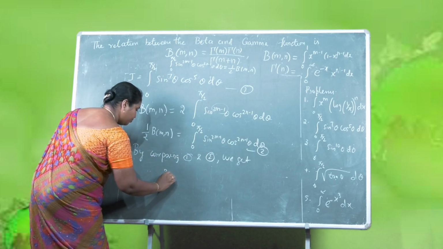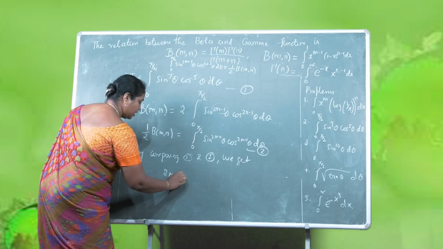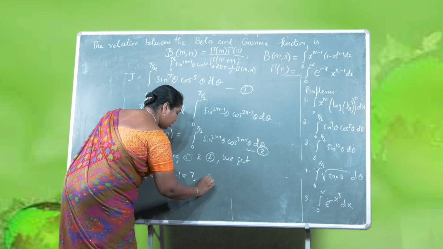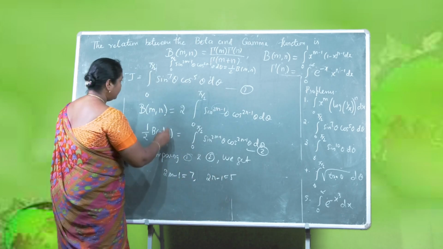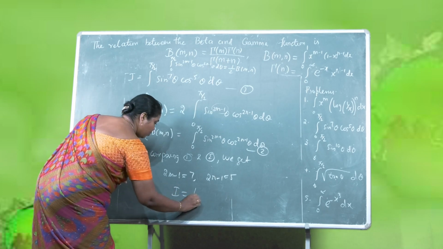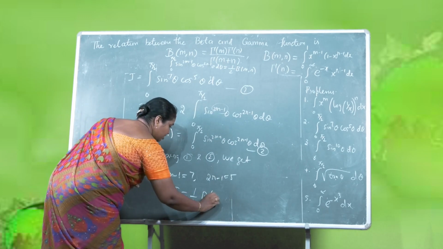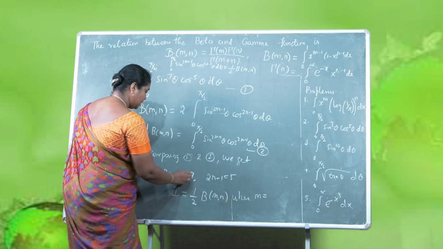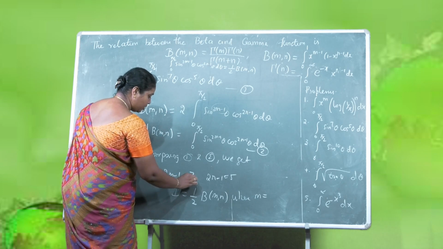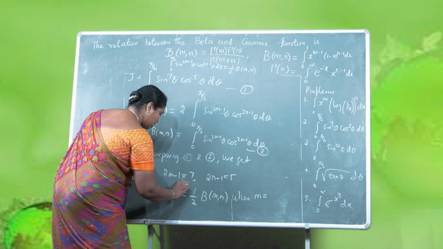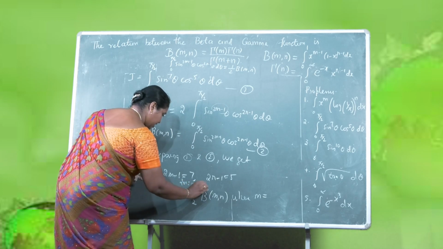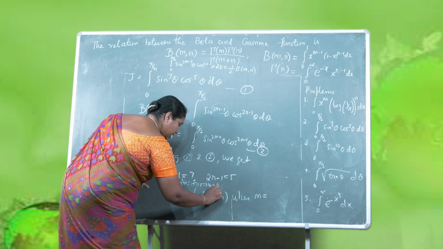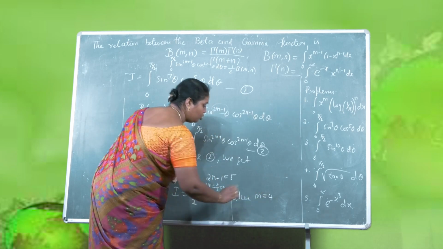2m minus 1 is equal to 7, and 2n minus 1 is equal to 5. And this integral I is nothing but 1 by 2 times beta of m comma n. Here, what is your m? From the easy calculation you can see that 2m minus 1 equal to 7 becomes 2m equal to 1 plus 7, that is 8. So if you divide by 2 you will get m. So m is nothing but 8 by 2, that is 4. So m is equal to 4.